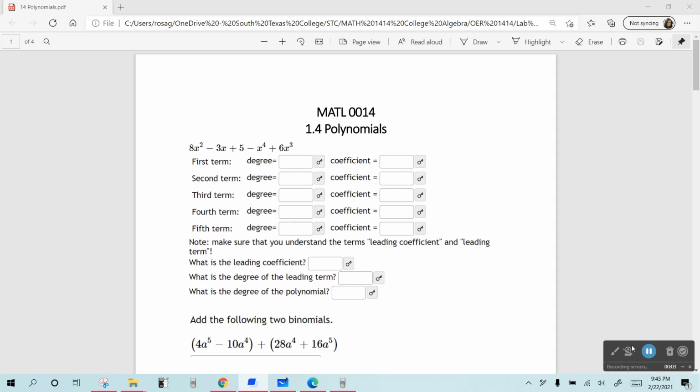Let's talk about polynomials. So here we have a polynomial on top, and they want us to look at the first term and get the degree of the first term. So the degree of the term is the highest power. And then the coefficient is just the number next to the letter.